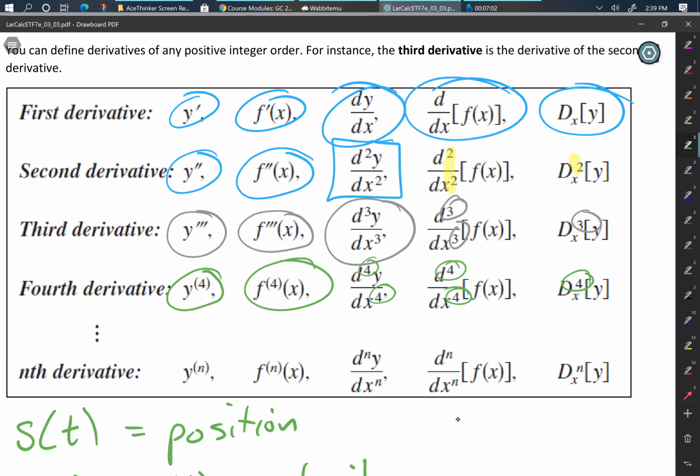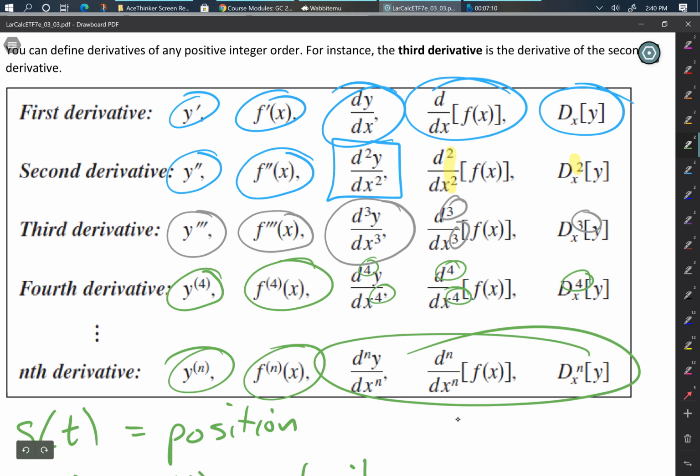And if you can take that many derivatives, then the notation is just to put that n, that number derivative, into the parentheses or appropriately place it over here in those Leibniz and operator notations.